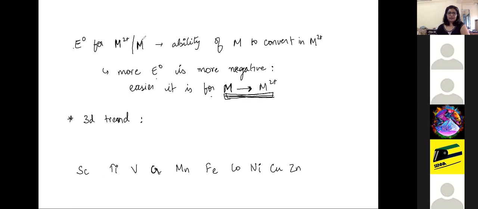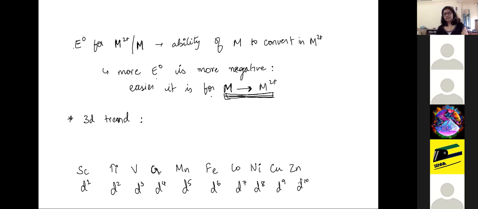So if you're looking at M converting to M2+, it means that it's losing the outermost two s electrons. Once it loses the s electrons, let's see what the d orbital configurations are like. Scandium is going to form d1, titanium will form d2, vanadium has d3, chromium will have d4, manganese d5. So this is d6, d7, d8, d9, and this has a fully filled d10.